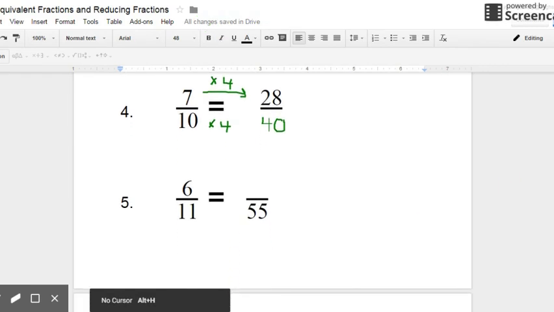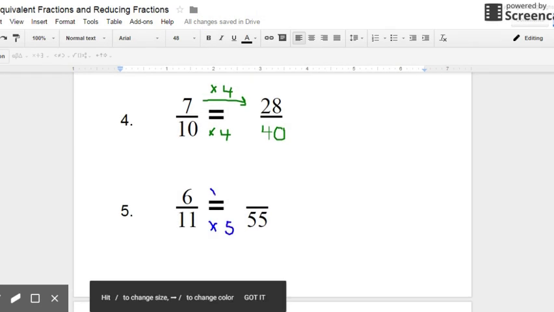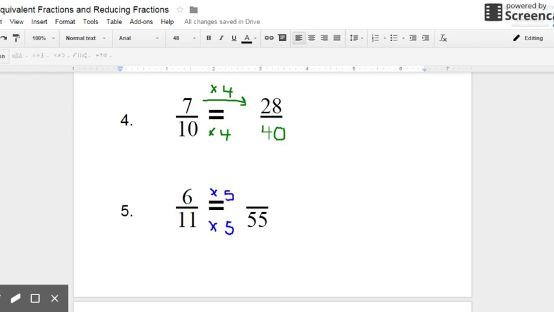Same thing. And that means we multiply the top by 5, giving 30 over 55. All right, so that's how you create equivalent fractions.